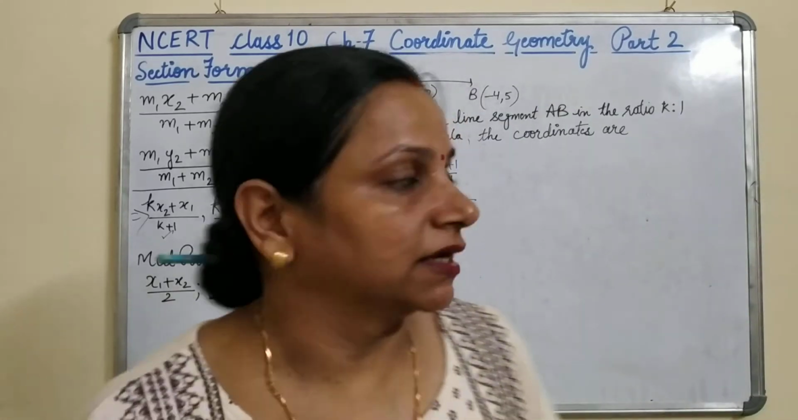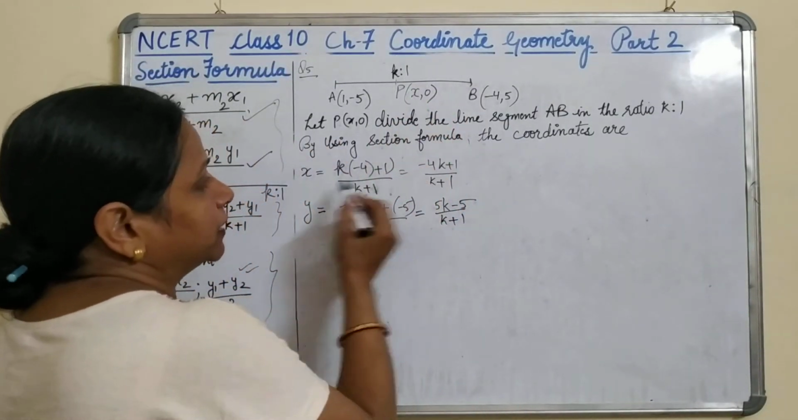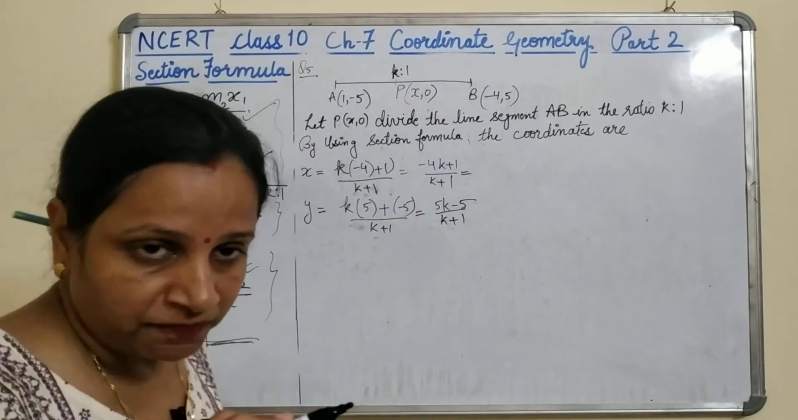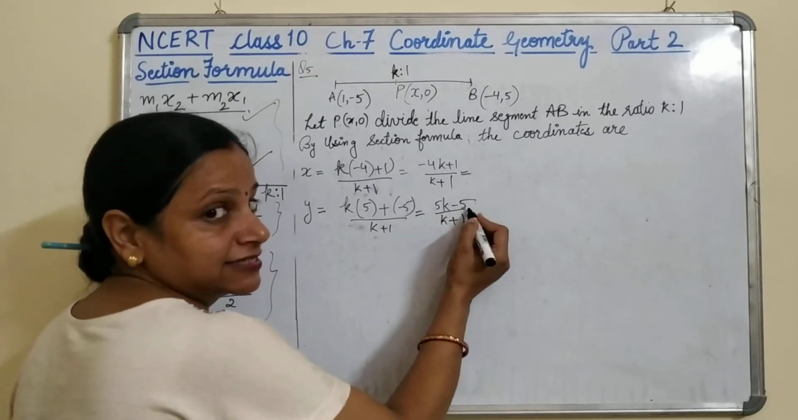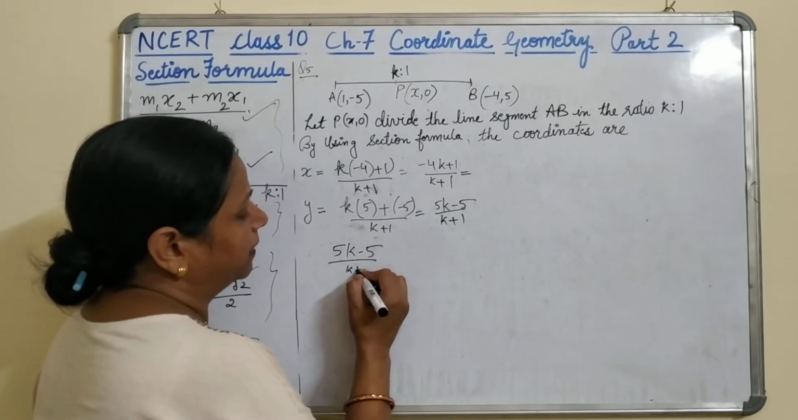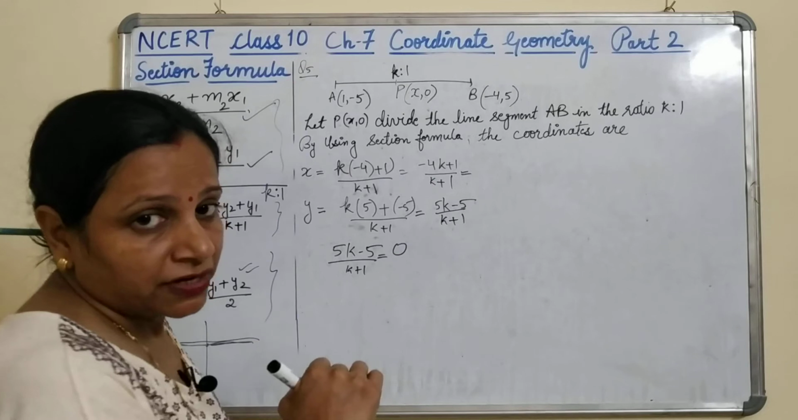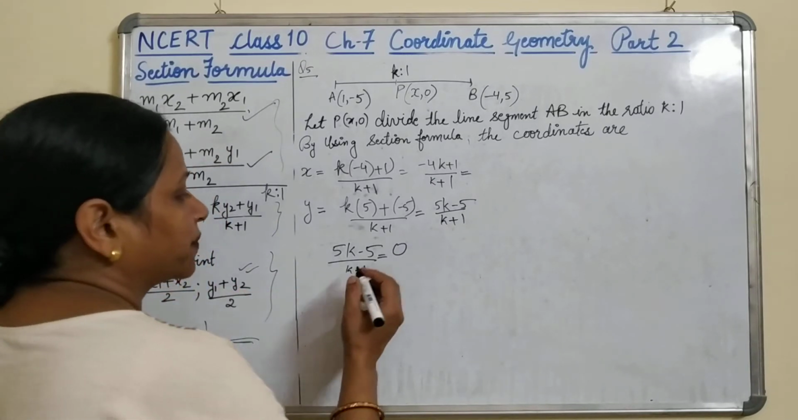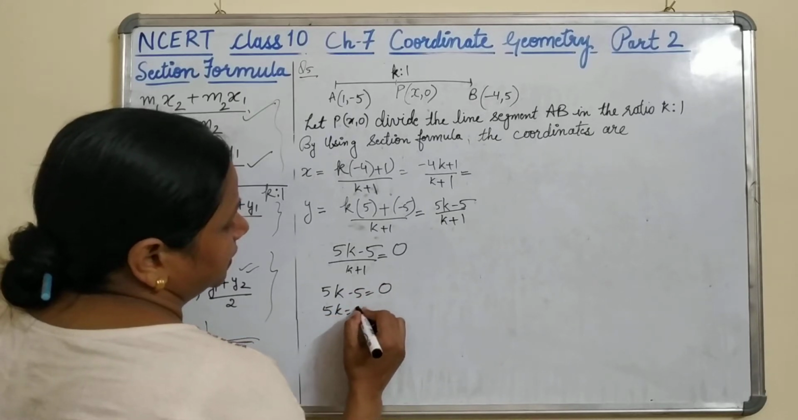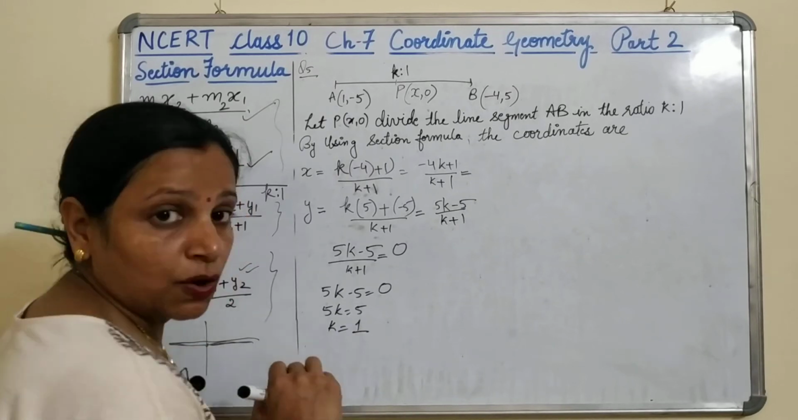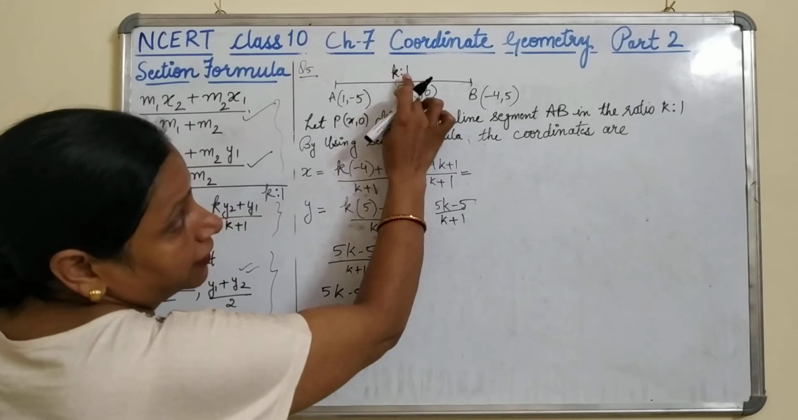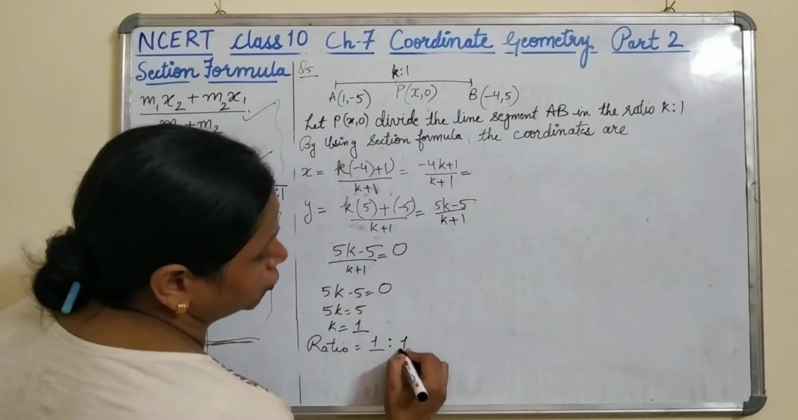Now, just understand one thing clearly. In this case, we know that the x coordinate will be equal to x, and the y coordinate is given to us as 0. By the section formula, we have got the y coordinate as this. That means we can equate (5k - 5) upon (k + 1) equals 0. We can equate it since the y coordinate is 0. From here, what do we get? The value of k comes out as 1. That means the ratio is k is 1 and the other ratio was 1. That means the ratio is 1:1.